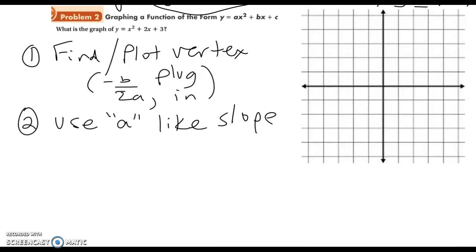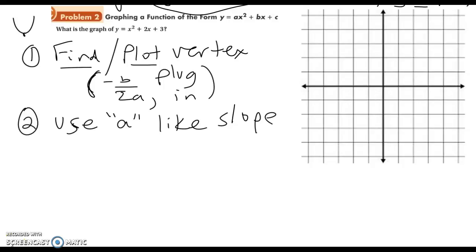Let's move to problem 2. We're going to be graphing in standard form. So the most important part of our parabola is the vertex. So the first thing we want to do is find and plot the vertex. Remember, to find it, we're going to do negative b over 2a and then plug that number in. And then just like the last section, we want to use a like slope to find the next point, and then you can reflect. So let's try that.